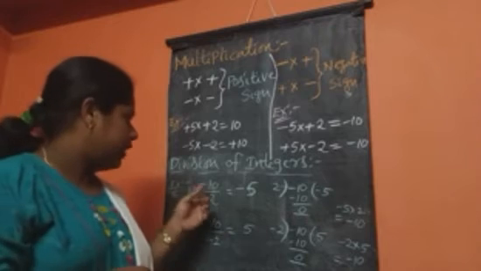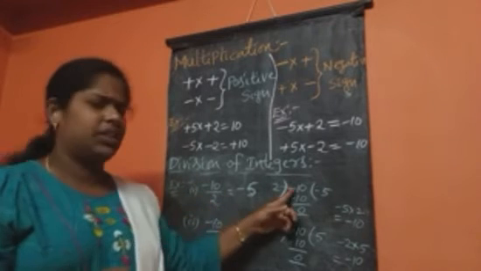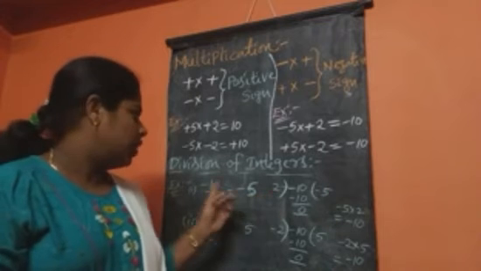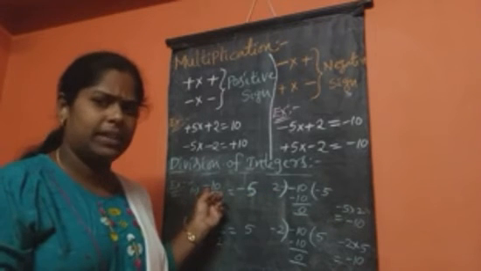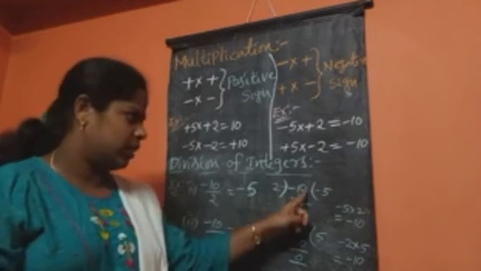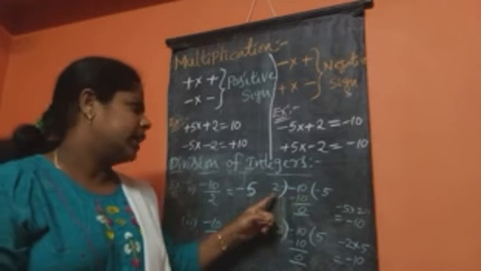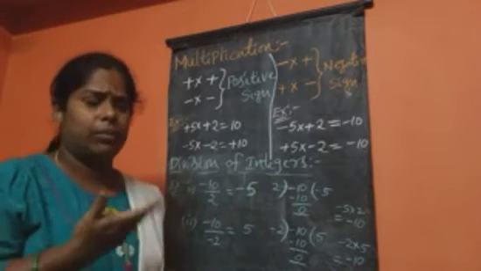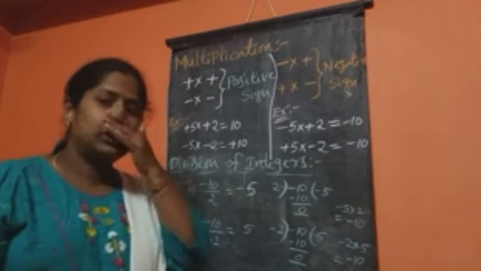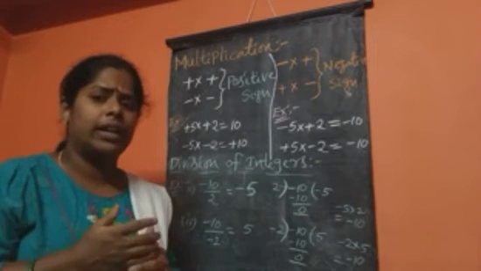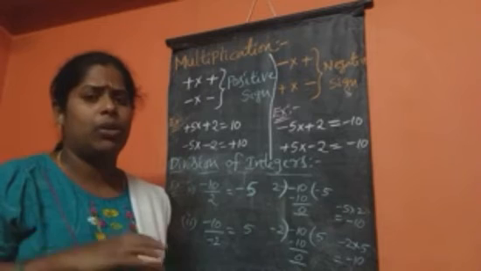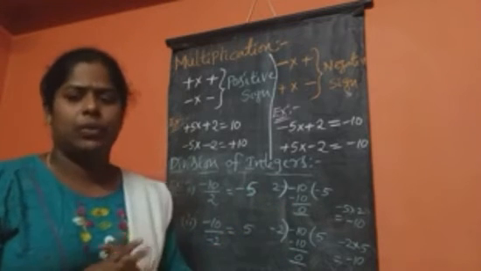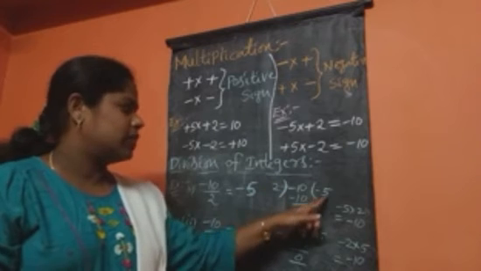So minus 10 by 2: take minus 10 as the dividend and 2 as the divisor. Only one minus sign is there, so we keep that minus sign for the quotient and divide as if they were natural numbers. 10 by 2 means dividing 10 into two equal parts, 5 plus 5. So 2 fives are 10. Again, 2 into minus 5 means minus 10 only. How it comes, we already said through examples.